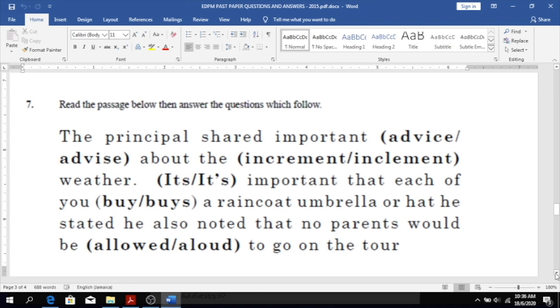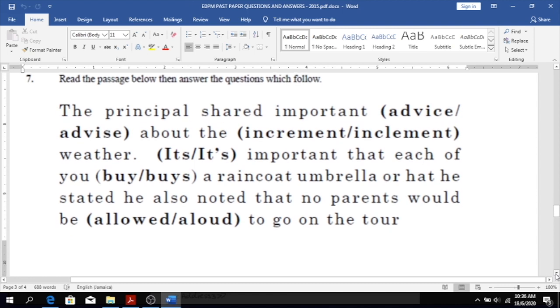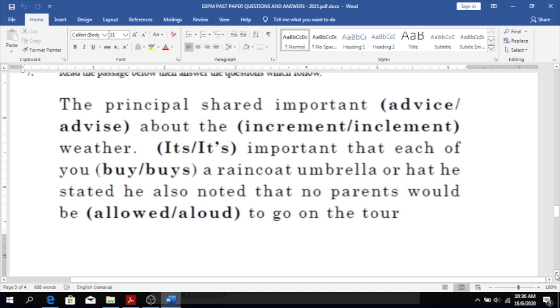The principal shared important advice about the inclement weather. It's important that each of you buys a raincoat, umbrella, or hat, he stated. He also noted that no parents would be allowed to go on the tour. Tell me now, what are the answers or correct word that should be in each of the bracket sections?